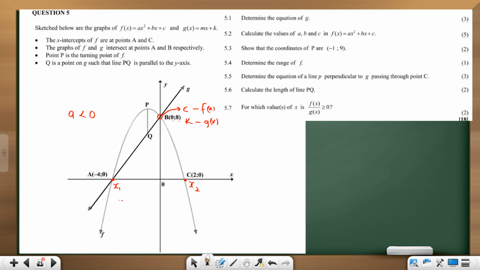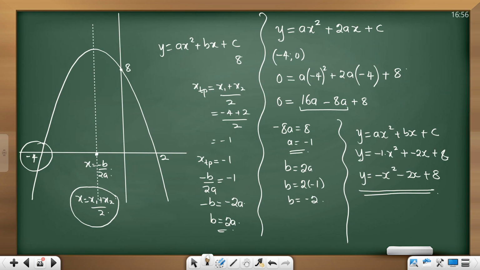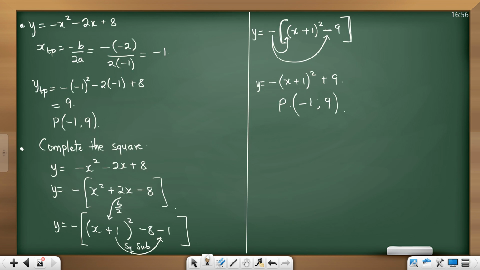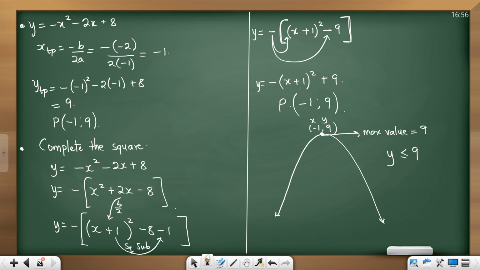Okay, let's move on. The range. Range talks about y values. Always ask yourself, why do you take the range? So if I look at this, look at what my graph looks like. -1 and 9. This is x. So we are saying the maximum value is 9. I cannot go beyond 9. So all my values should either be less than or equal to what? 9. And we're done. Range.